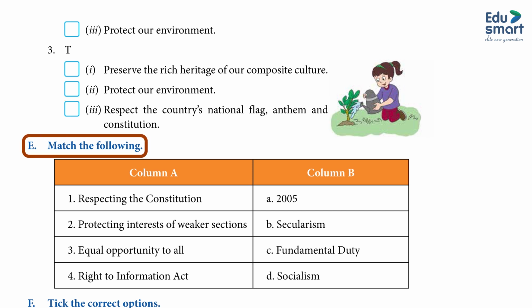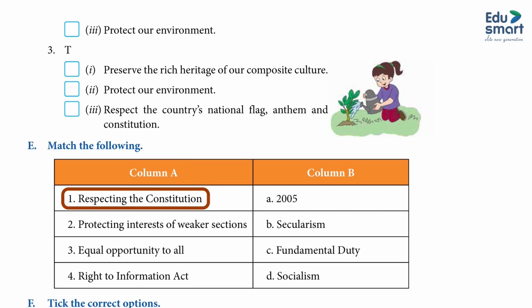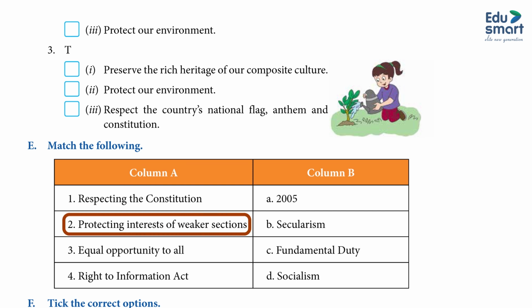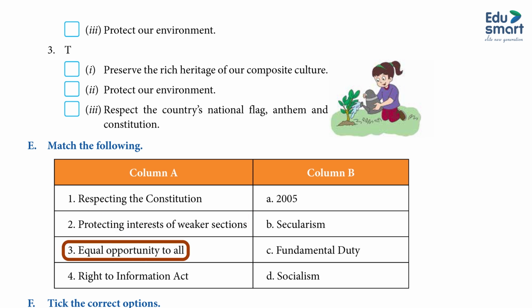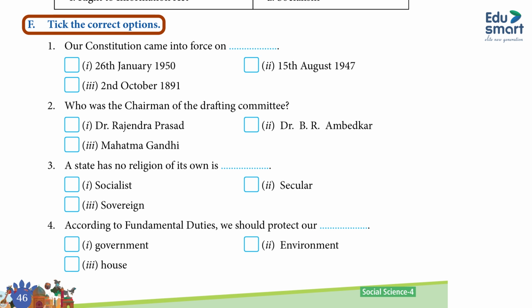E. Match the following. Column A. 1. Respecting the constitution. 2. Protecting interest of weaker sections. 3. Equal opportunity to all. 4. Right to Information Act. Column B. A. 2005. B. Secularism. C. Fundamental duty. D. Socialism.